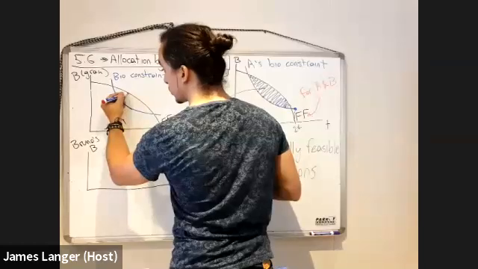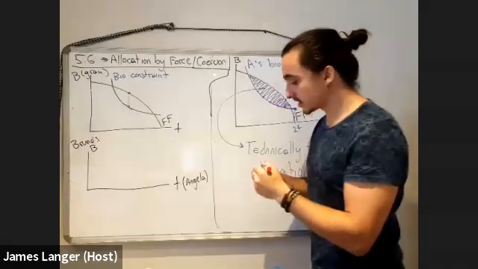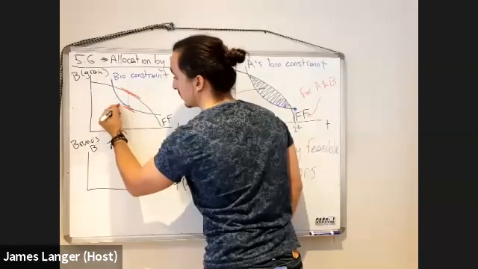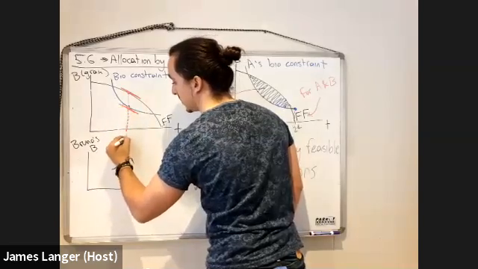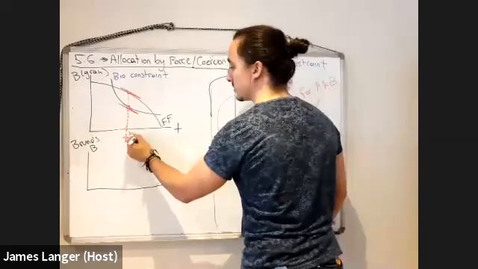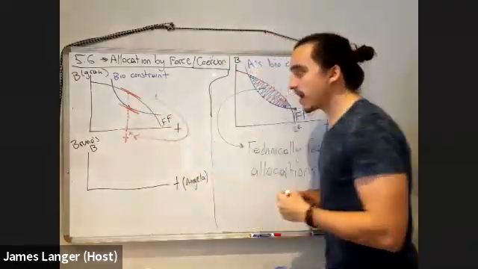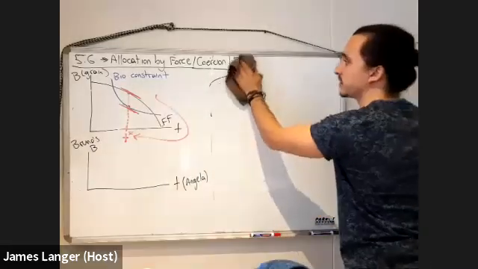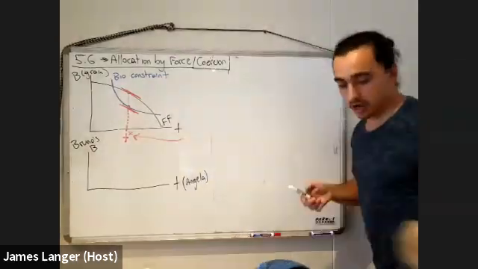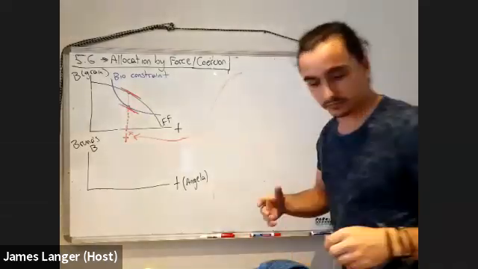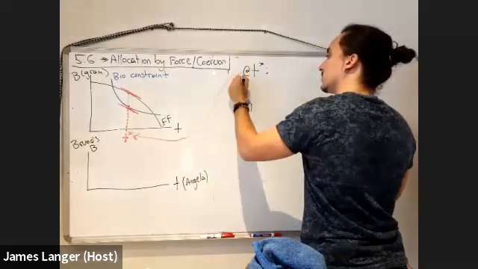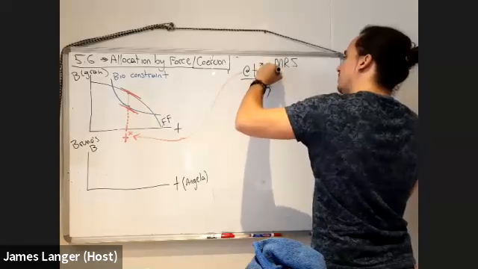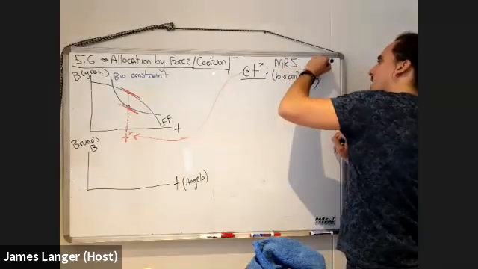And that point where the greatest distance occurs is the point where the slopes are equal. So at this T star, we can see that the MRS of Angela's biological constraint is equal to the MRT of the feasible frontier. Okay, so I'm going to write that here. At T star, MRS of the bio constraint is equal to the MRT.